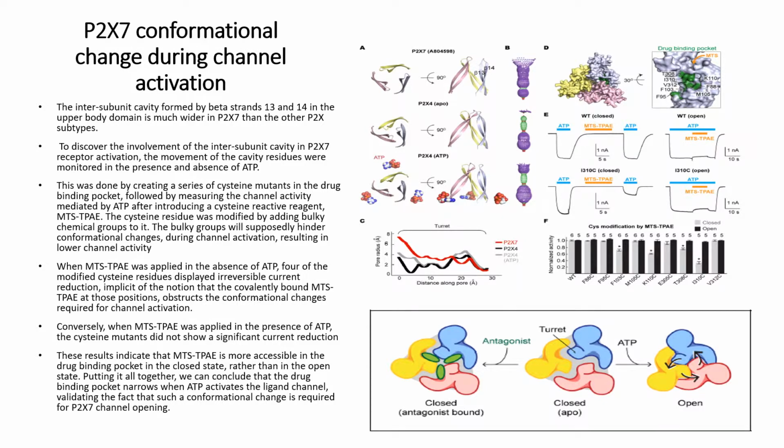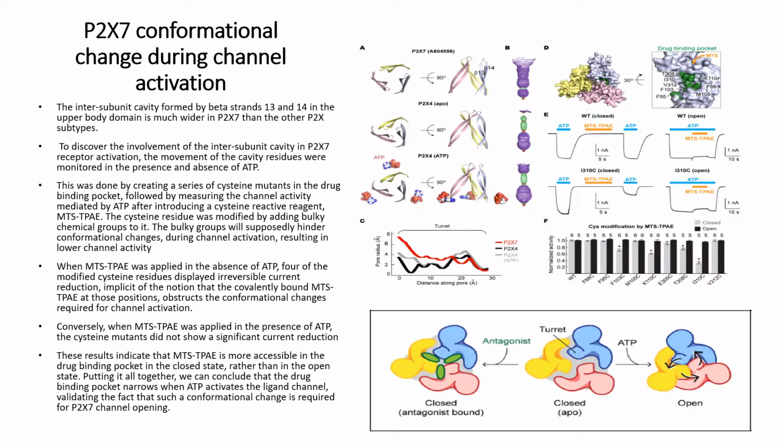The bulky groups will supposedly hinder conformational changes during channel activation, resulting in lower channel activity. When MTS-TPAE was applied in the absence of ATP, 4 of the modified cysteine residues displayed irreversible current reduction. This is implicit of the notion that the covalently bound MTS-TPAE at those positions obstructs the conformational changes required for channel activation.